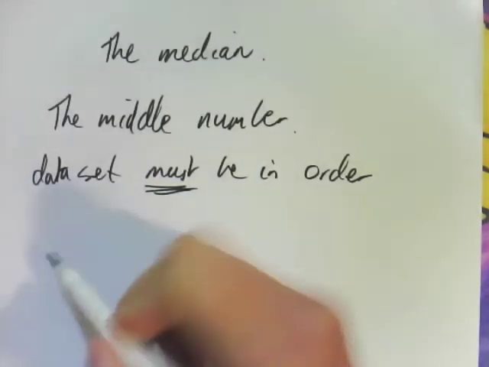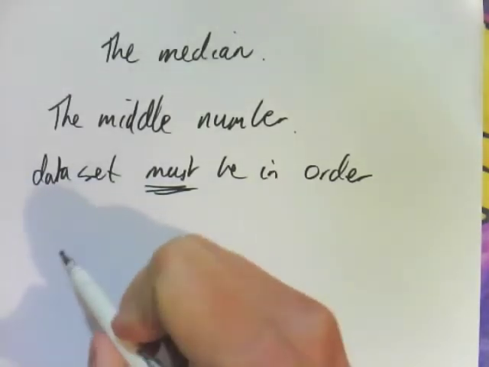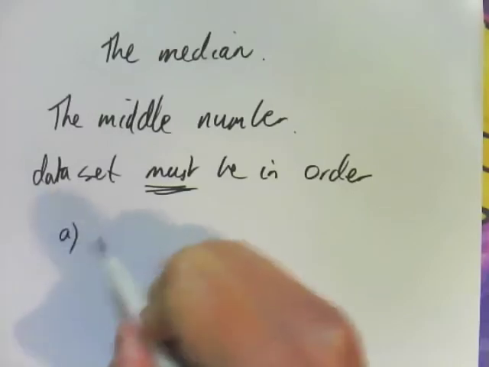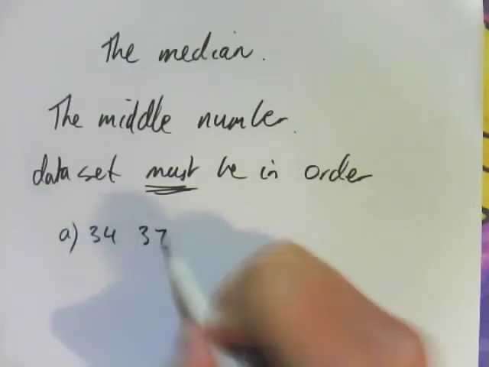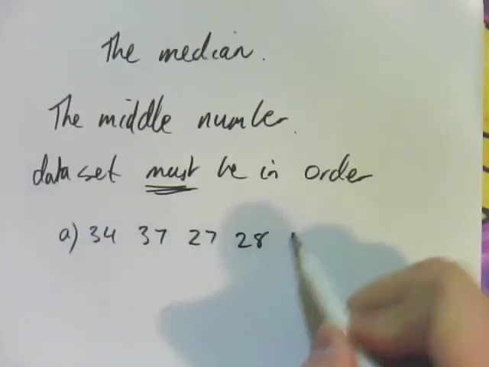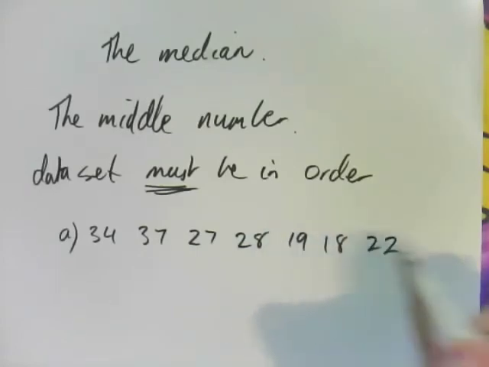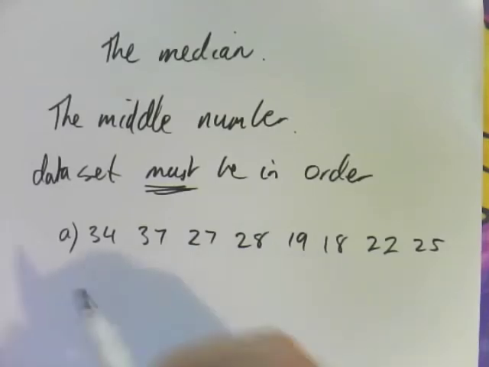So for example, I've got a question in front of me from a textbook that says, here is my data set: 34, 37, 27, 28, 19, 18, 22 and 25. If I try and find the median of that data set as it stands, I will get it wrong. What I need to do is write it in order. So we need to rewrite it in order.